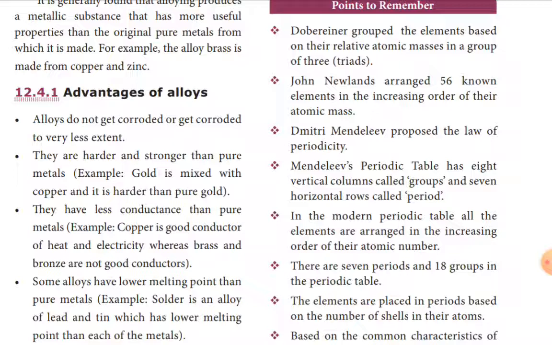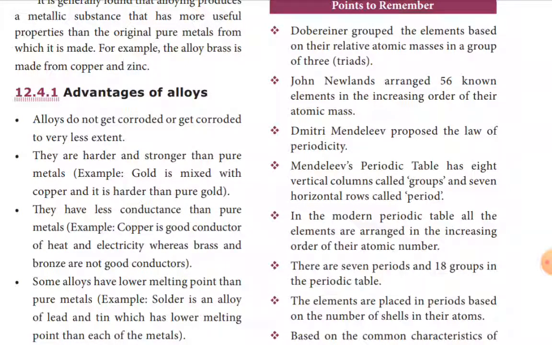For example, gold. Gold has a more elastic property, so it is not useful for making ornaments by itself. So it is mixed with a certain percentage of copper. It gives hardness, and only then can it be given a design and shape as a gold ornament. Alloys also have less conductance than pure metals. Copper is a good conductor of heat and electricity, whereas brass and bronze are not good conductors. Copper is one of the important elements in making bronze and brass, but the conductivity of alloys is not high, it is very low.